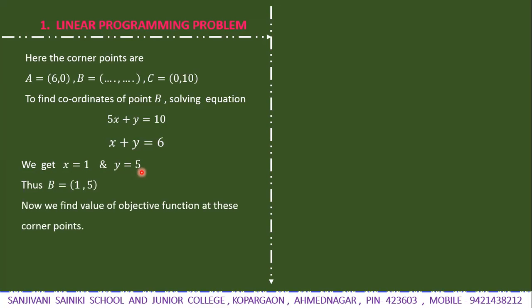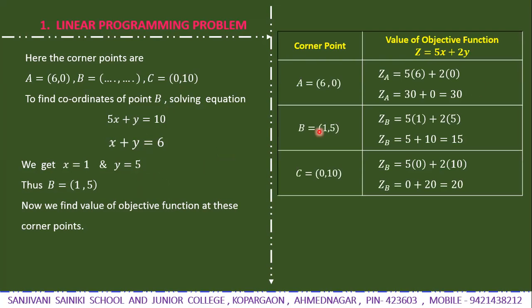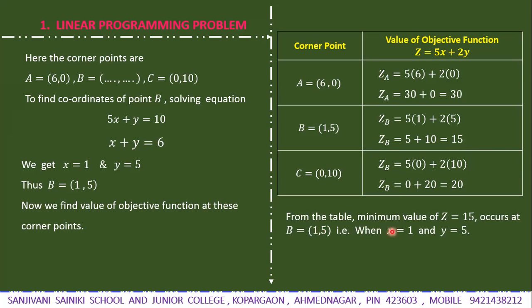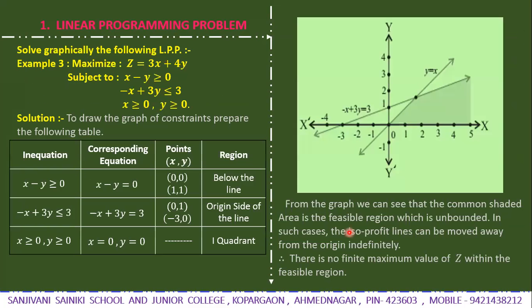In the next step, we will find the value of the objective function at these corner points. Now the problem is of minimization, so we have to check at which point the objective function is minimum. Here at A the value is 30, at B the value is 15, and at C the value is 20. So the minimum is at B, 15. From the table, the minimum value of Z is 15 and it occurs at the point B (1, 5). This is our second example.